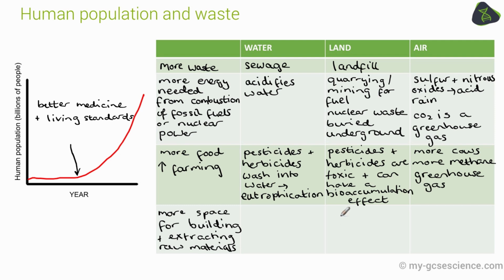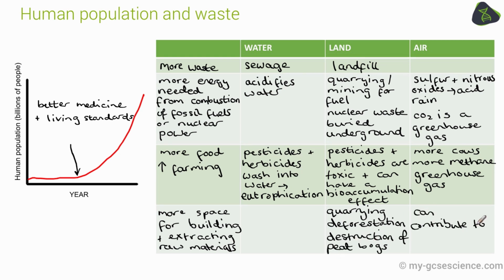So again, quarrying destroys the landscape. We also cut down forests and destroy peat bogs. Deforestation and the destruction of peat bogs can also contribute to the greenhouse effect, which we'll go into in a bit. So let's just focus on what exactly is meant by eutrophication.